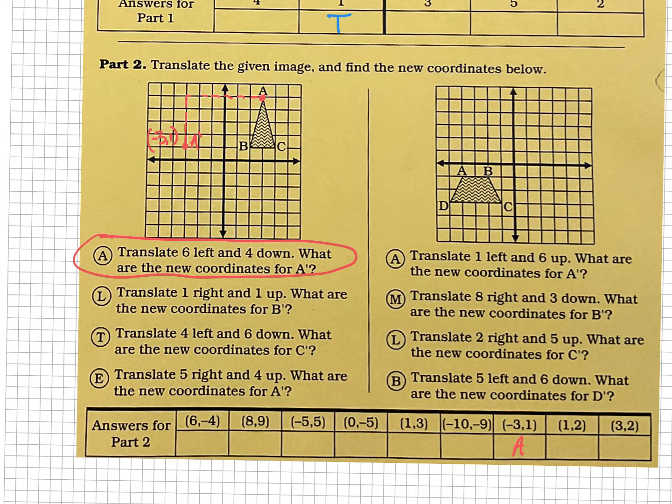I'm going to do the next one in a different color. I'll do it in blue. It says if we start with the same basic shape and we translate 1 right and 1 up, what are the new coordinates for B? Well, if there's where B starts and we go 1 to the right and 1 up, there's where B prime would be. And that spot is 3, 2. Is that a spot? Yes, okay. And that would be L. Notice I'm not doing the whole shape. I could, but I'm just finding the point they're asking for.